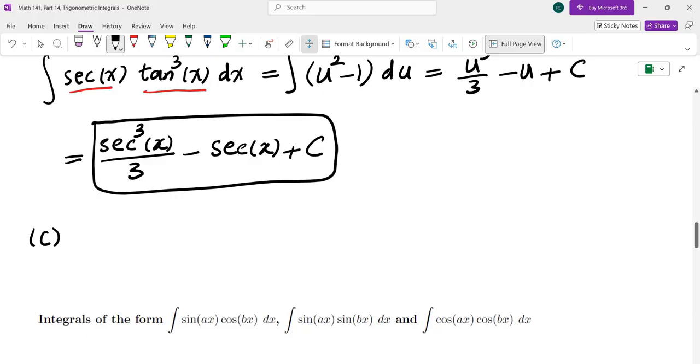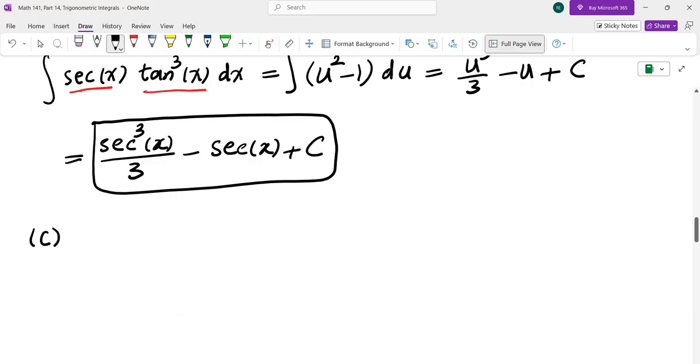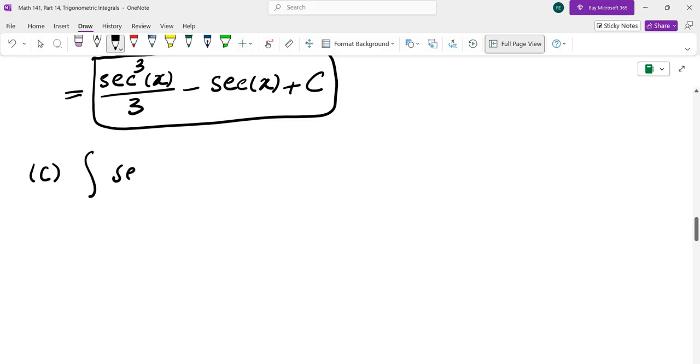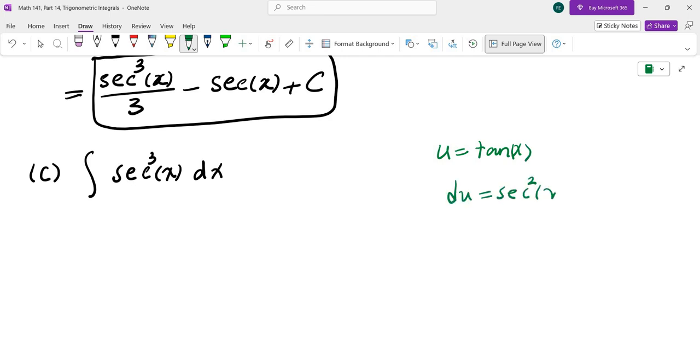Let's look at the third part of this question. This one is more complicated. So the integral of secant cubed of x dx. Well, what happens if we do u equals tan of x? If we do u equals tan of x, then we need du. Well, du is secant squared x dx.